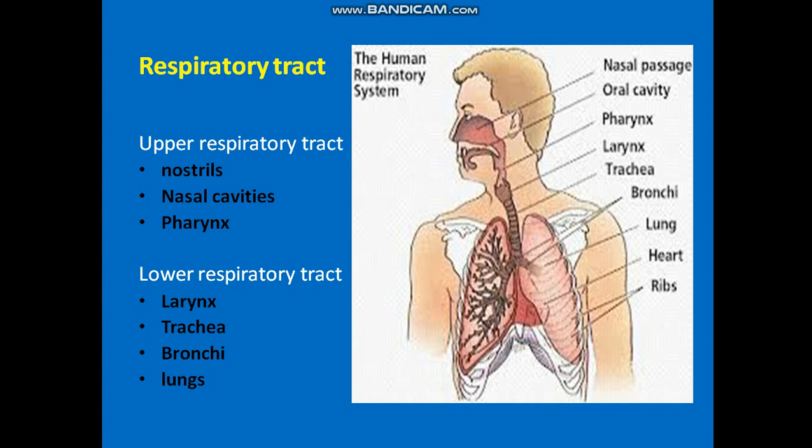Human respiratory tract has two major divisions. Upper respiratory tract, starting from nostrils, then are nasal cavities, and then pharynx. Lower respiratory tract, starting from larynx, then trachea, and trachea extends and divides into two bronchi, and bronchi finally enter the lung. Let us study these organs in detail.